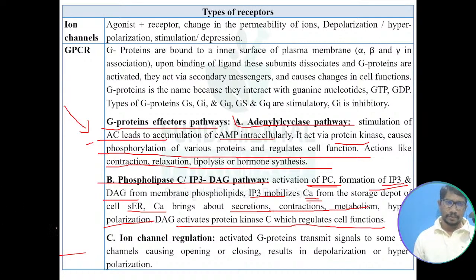Now the third pathway is the direct stimulation of ion channels. So activated G protein transmits a signal to some ions, for example potassium. Activated G protein sends a signal to some ion channels, causing opening or closing, resulting in depolarization or hyperpolarization.